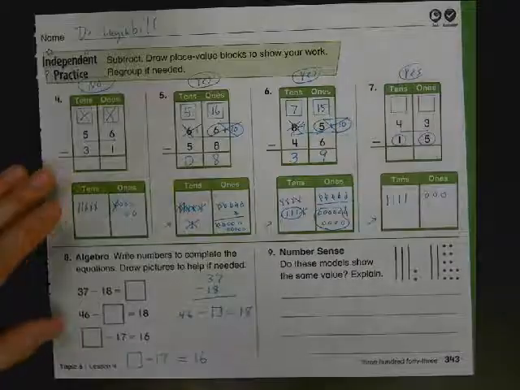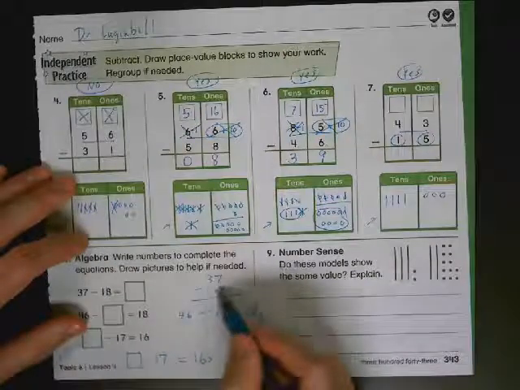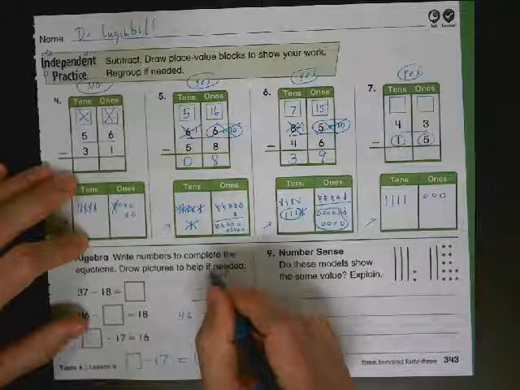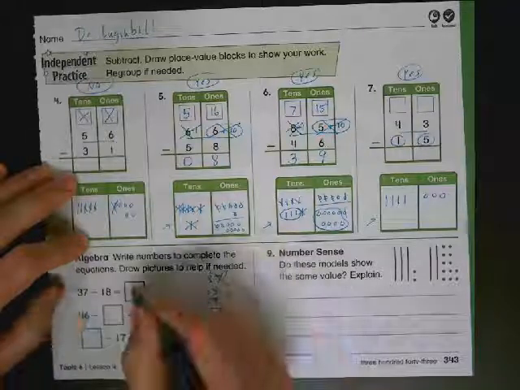So a couple strategies for this algebra part of it. This one's pretty cut and dry. I can do 3 minus 1, but I can't do 7 minus 8. Why? Because I don't have enough. So I'm going to grab one of these 10s and make it 2 tens. 17 minus 8 is 9. 2 minus 1 is 1, and I have 19 here.